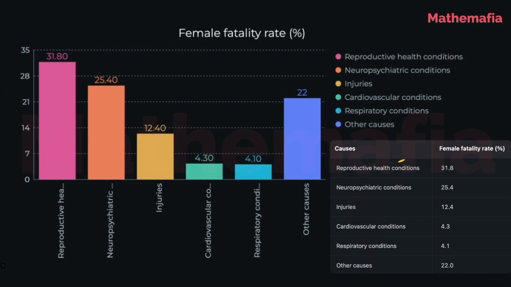So we have causes and female fertility rate, and we are supposed to draw a bar chart for it. For causes, we have taken the x-axis, and for female fertility rate, we are going to use the y-axis. Now we can see that the largest entry is 31.8 and the smallest one is 4.1.